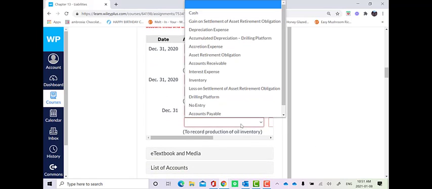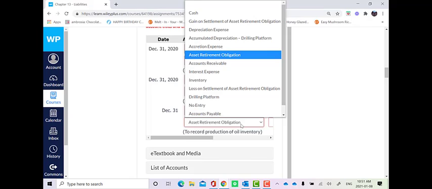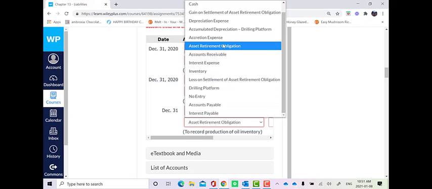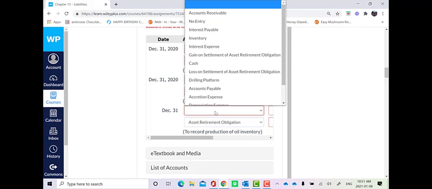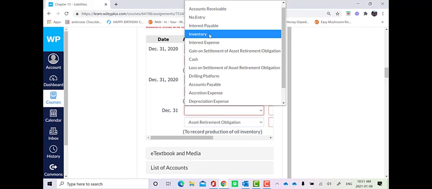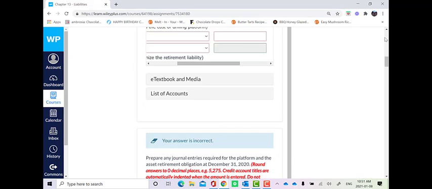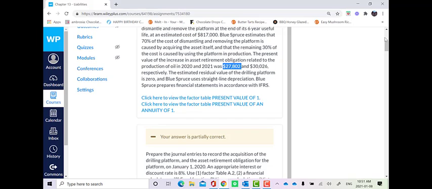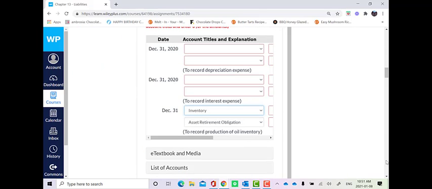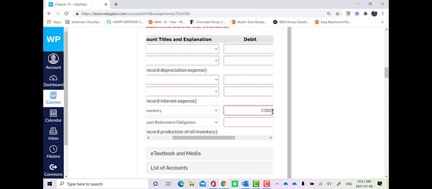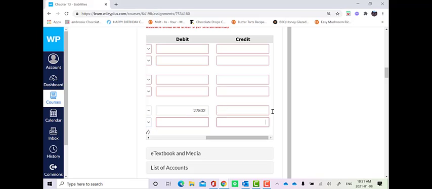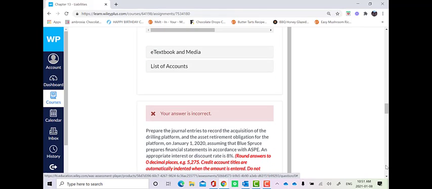So the credit's going to be to asset retirement obligation. The debit, let's put to inventory and see if that works. And the amount was 27,802, I think. Yeah. And let's submit that and see how it works.